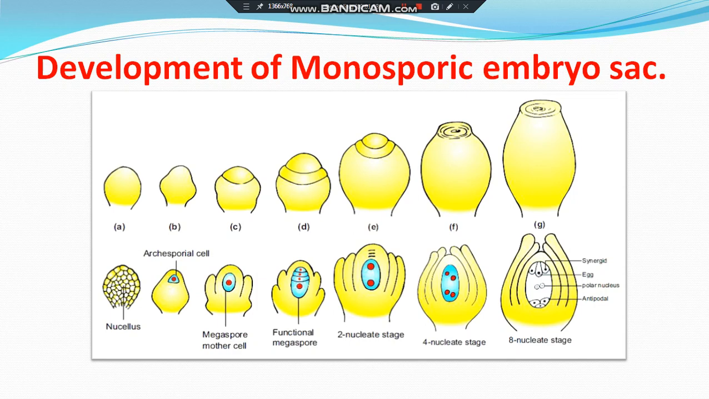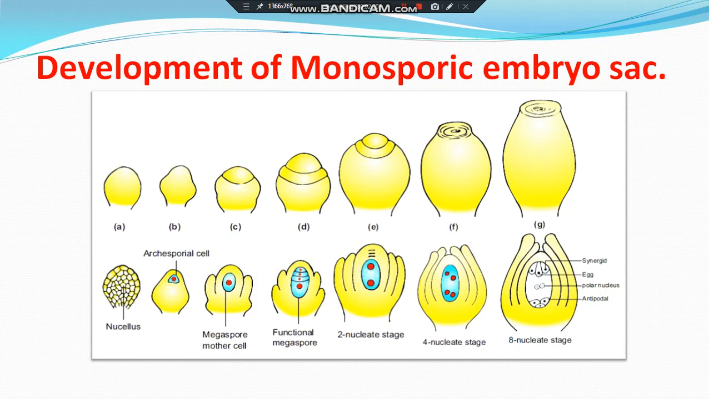The first diagram is known as nucellus. In the nucellus, one particular cell functions as an archesporial cell. In the third diagram, the archesporial cell further develops into megaspore mother cell. One megaspore mother cell undergoes meiotic division to form 4 megaspores. Out of 4 megaspores, 3 megaspores disintegrate. 1 megaspore further develops.